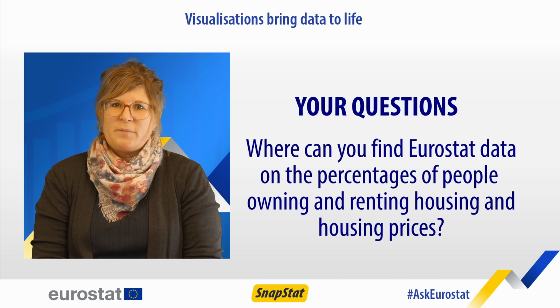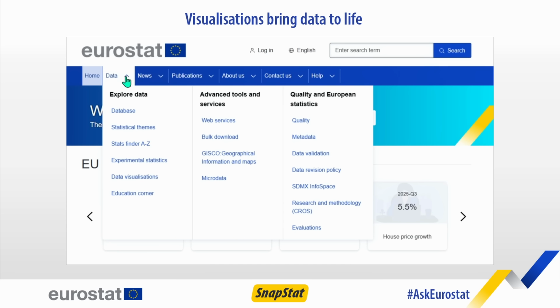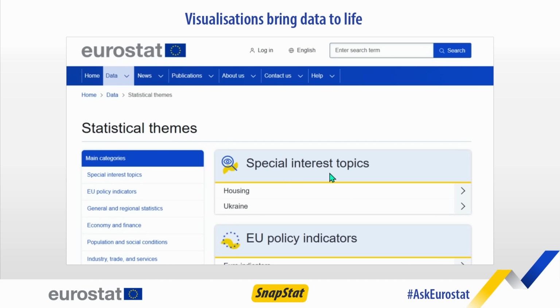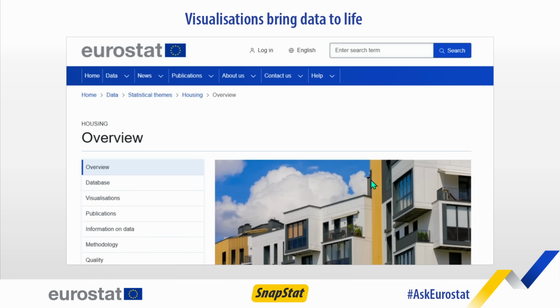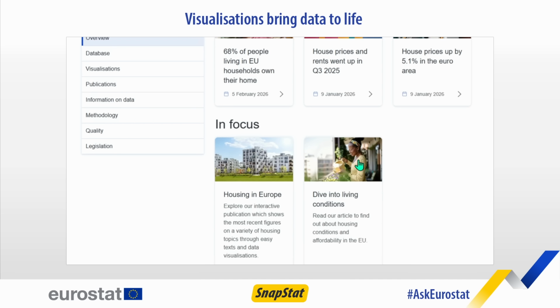For this, we can recommend you our go-to resource, which is a new dedicated section that we released on the Eurostat website. If you go to the heading level data and you move your mouse to the statistical themes and click, you will see that the first one of our special interest topics is dedicated to housing. In this website section, you can find the data and all relevant other products like visualization and publications on the topic. We can recommend an excellent resource here, which is our interactive publication on housing in Europe.